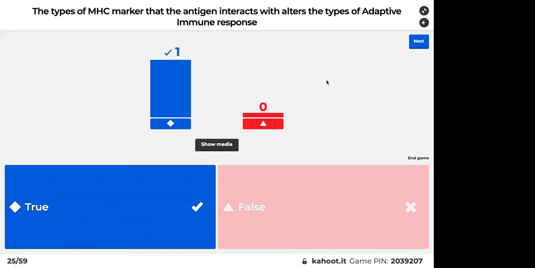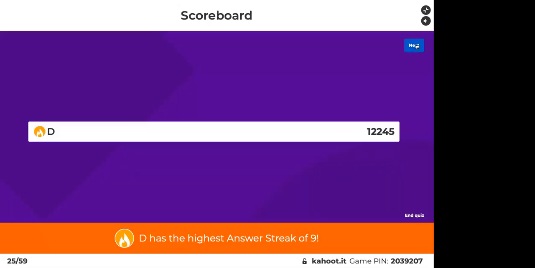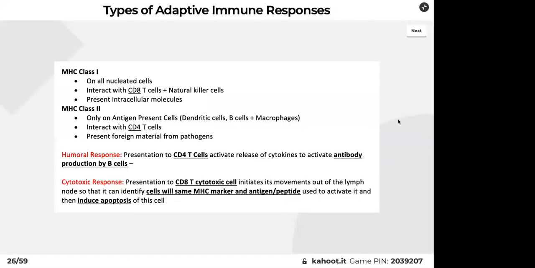Yep, so that is true. The type of MHC marker that the antigen interacts with alters the type of adaptive immune response. I believe there could be a slide in the next one. So maybe we can just go. Yep, good. So MHC class 1 is on all nucleated cells, interacts. I think we went through that first part before. MHC class 2 is only on antigen presenting cells, presenting foreign material from pathogens. You can read the rest of that. Cool. Moving on.